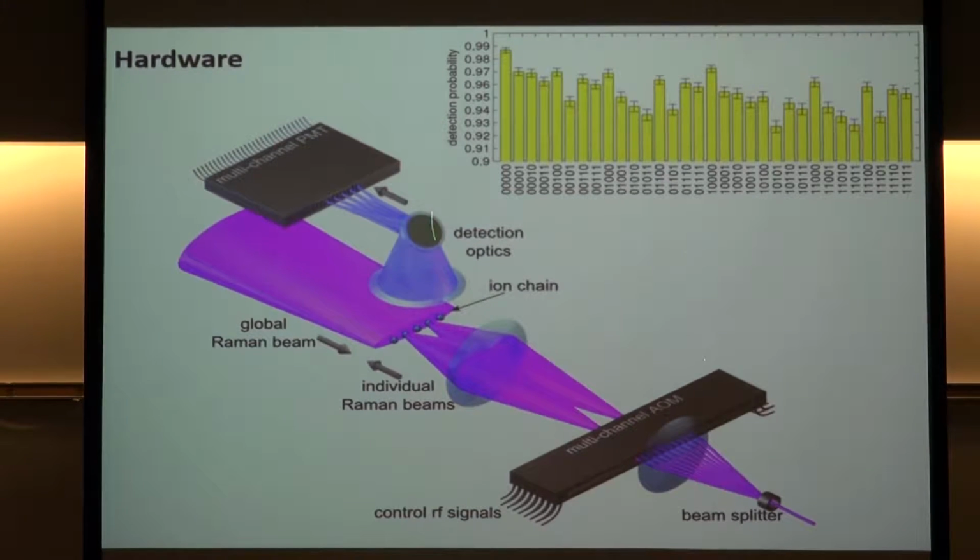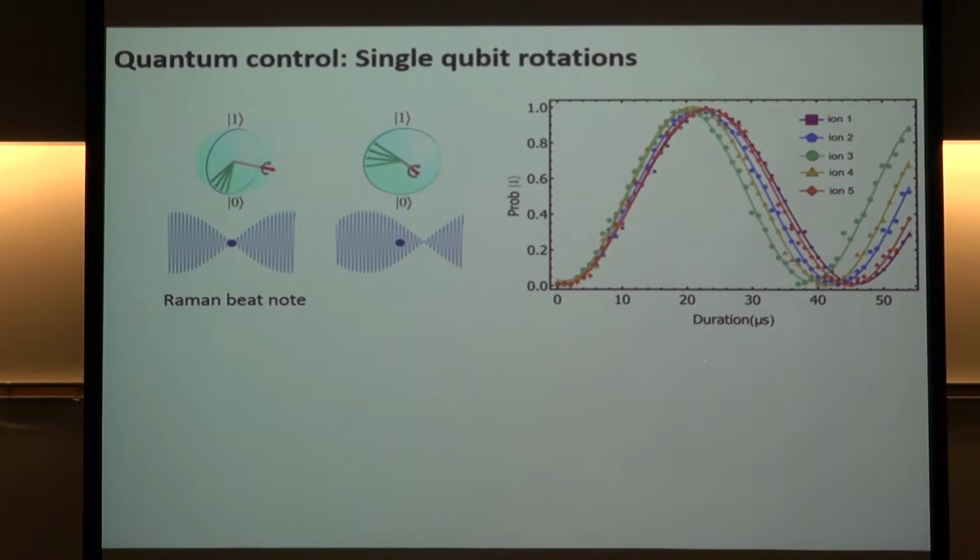But overall, we can read out all these states with reasonably high fidelity. Okay, so that's sort of the hardware. What are the quantum operations that we do? Of course, the first is single qubit rotations. And I talked about this Raman beat note earlier. If we apply a resonant beat note at the qubit frequency, we can drive Rabi flops.